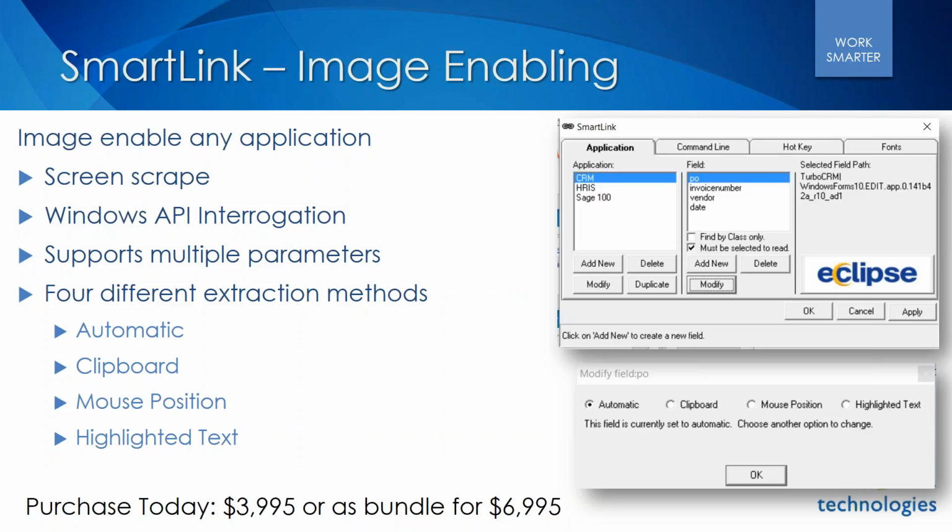Now, in some cases, you can copy and paste. That's what the clipboard function is, and this allows you to literally put your cursor on top of a word, and it will clipboard that and essentially copy and paste it, and then you can push that data again to Application Integrator or do something else. Mouse position is essentially going to OCR that information where your mouse is, and with highlighted text, you would highlight the word or words, and then you hit the hotkey, and the hotkey would then trigger that extraction. Okay, so that's what SmartLink is all about.